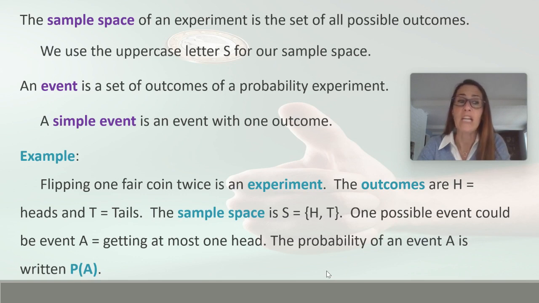The outcomes are H equals heads and T equals tails. Our sample space is S equals {H, T}, so it's a list of what the possible outcomes are for our sample space. One possible event could be the event A, getting at most one head. There's lots of different possible events that you could have for that, or for any experiment, but this is just one. And the probability of an event A is written as P(A). So probability of event A.